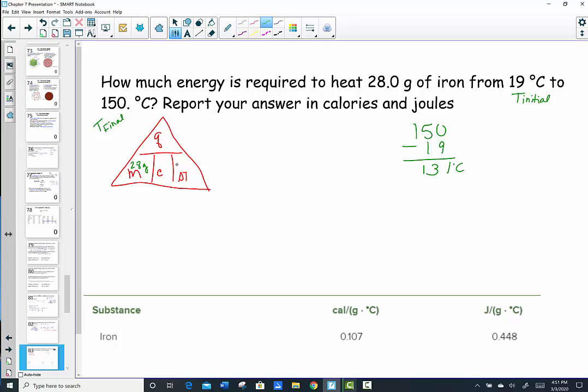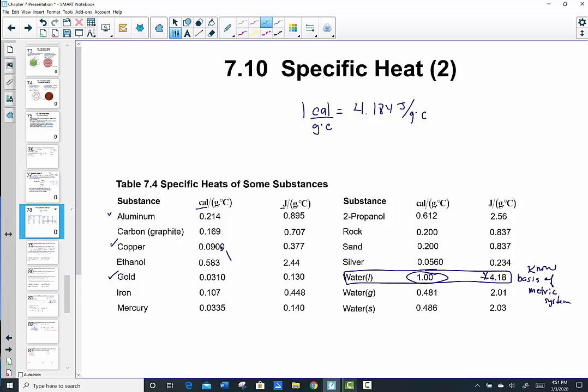So the delta T was 131 Celsius degrees. We want to know energy. That's Q. How much energy? That's heat energy. And the C, the specific heat constant. Well, again, I gave you this chart. You do not have to memorize all of these elements. Don't think that for a minute. But I do expect you to remember water because it is the basis of that whole metric system.